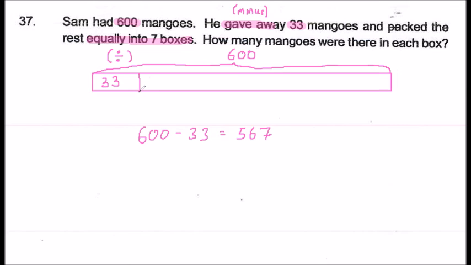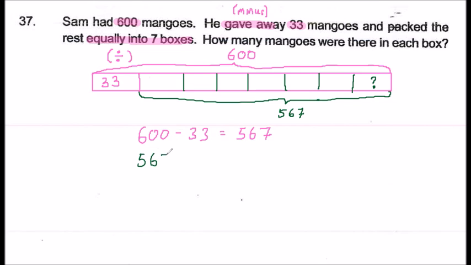Let me just change another color. This is the remaining, or we call it the rest. Okay, it is 567. So 567, you divide into 7 boxes. So I'm going to divide this into 7 boxes. 1, 2, 3, 4, 5, 6, 7. So you're going to find out how many mangoes are there in one box. Okay, so this is the model. So you know that you need to take 567 divided by 7.